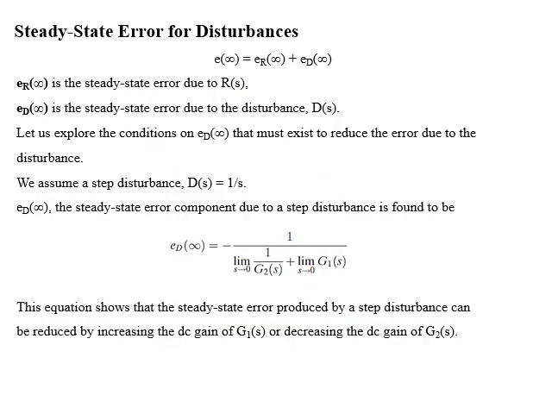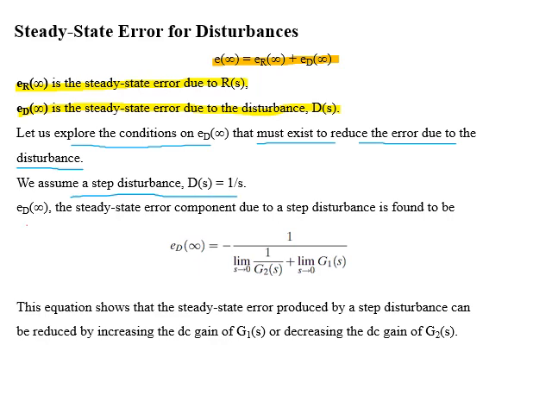Dear students, as studied, steady state error is equal to ER of infinity plus ED of infinity. Here ER of infinity is the steady state error due to reference input R of s, whereas ED of infinity is the steady state error due to disturbance signal D of s. Now we will find conditions for ED of infinity that must exist to reduce the error due to disturbance. For this we assume that a step disturbance is applied.